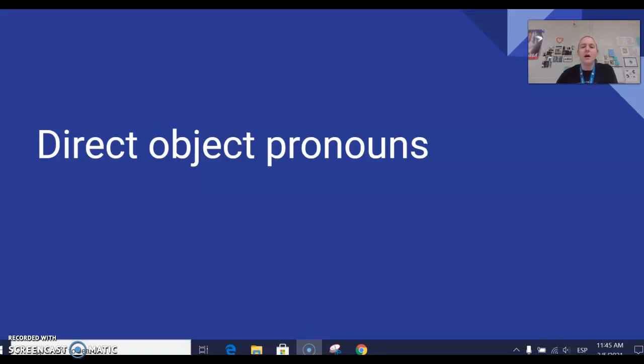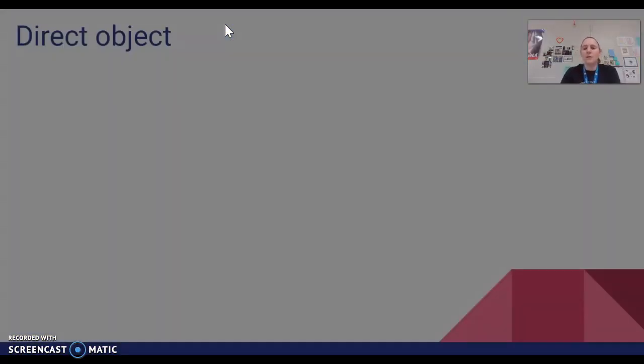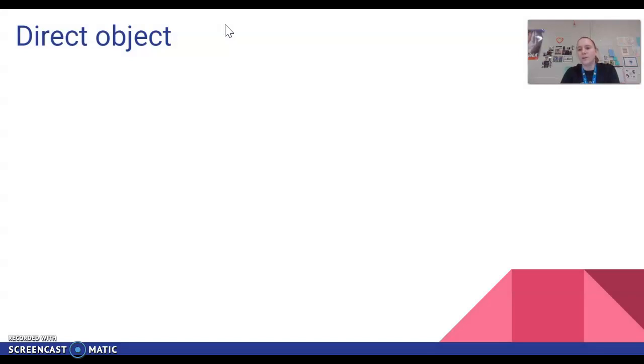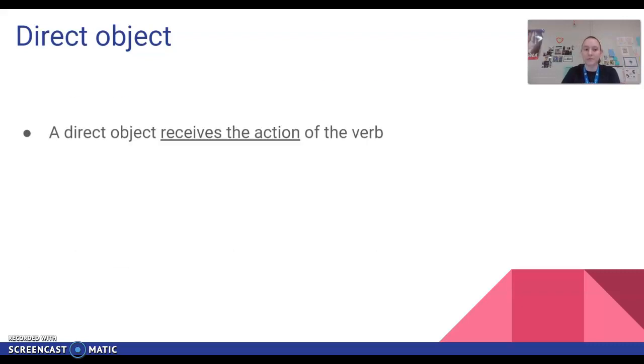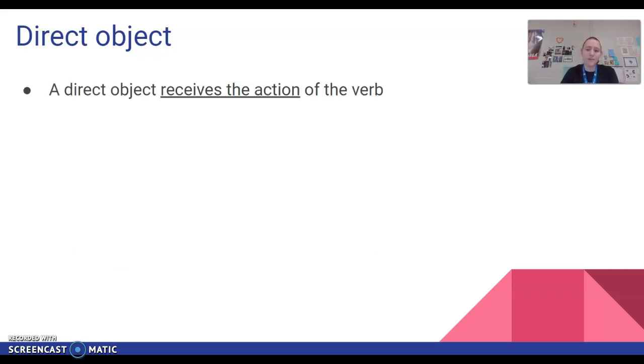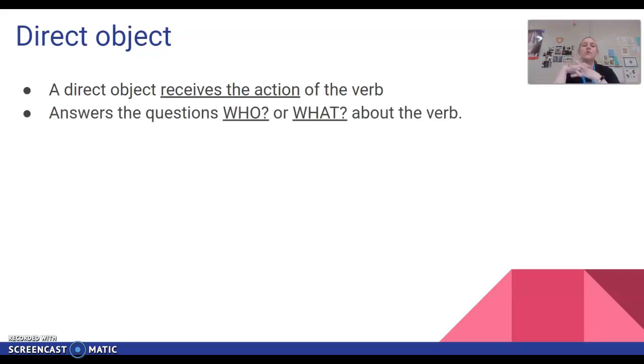Okay, alrighty. Before we talk about what a direct object pronoun is, we kind of have to have an English grammar lesson. Let's talk about what a direct object is, a direct object noun. A direct object receives the action of the verb. That means it answers the question who or what about the verb. So who or what is being verbed by the subject. Your direct object and your subject are going to be two different things or different people.